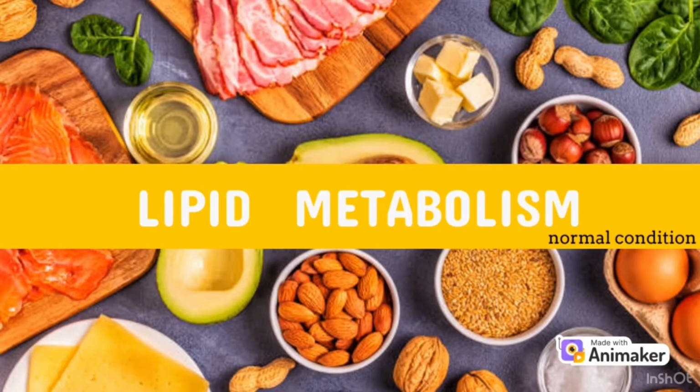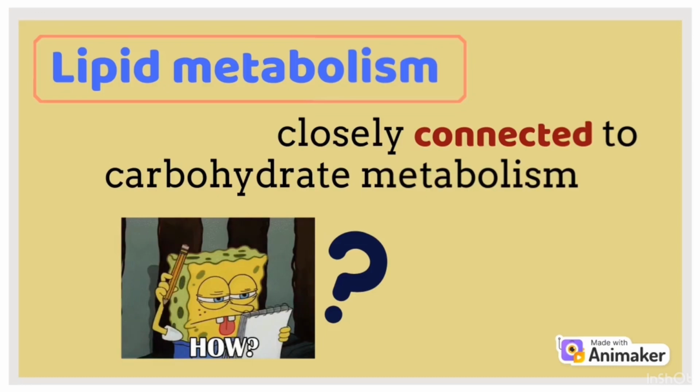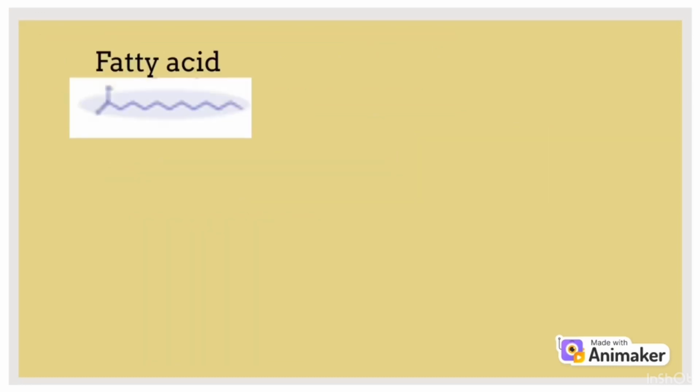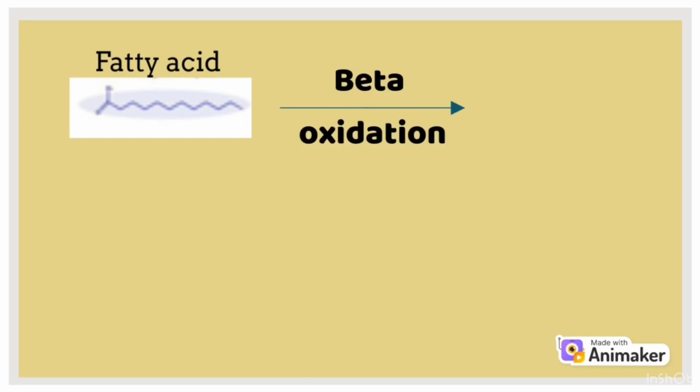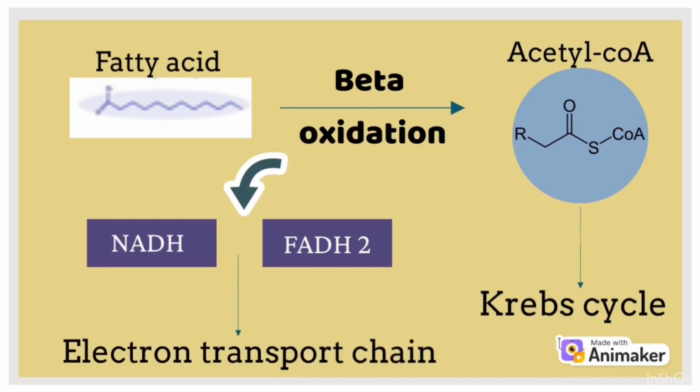Lipid metabolism. How is it closely connected to carbohydrate metabolism? Fatty acids undergo beta oxidation and release one molecule of acetyl-CoA, which will be further oxidized in the Krebs cycle. Beta oxidation also produces NADH and FADH2, which directly enter the ETC, producing more ATP.